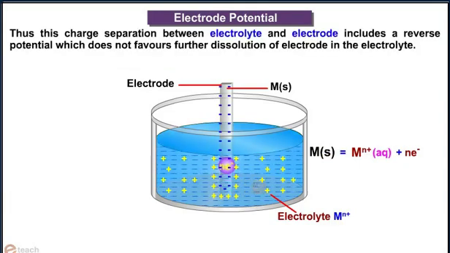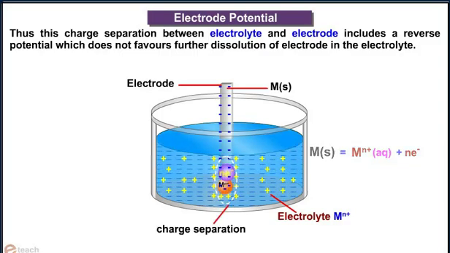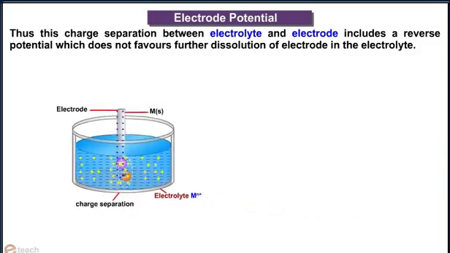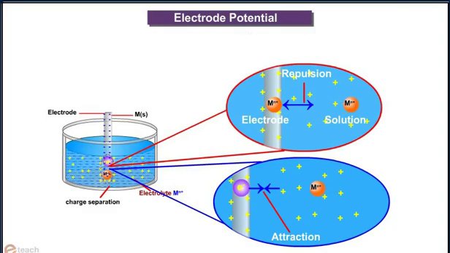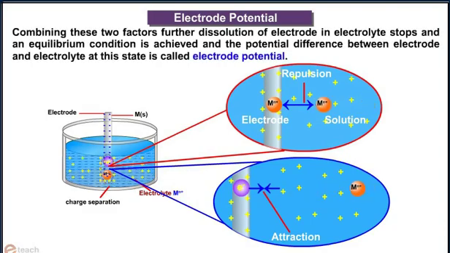Thus, this charge separation between electrolyte and electrode induces a reverse potential which does not favor further dissolution of electrode in the electrolyte. Combining these two factors, further dissolution of electrode in electrolyte stops and an equilibrium condition is achieved, and the potential difference between electrode and electrolyte at this state is called electrode potential.